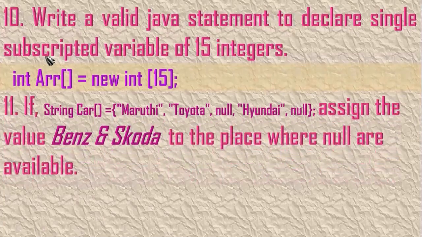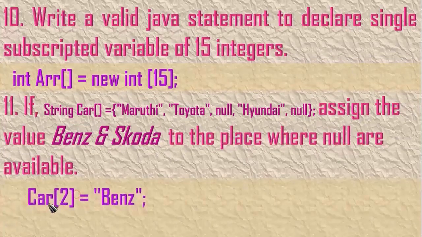Next, again a character array is given. Assign the values Benz and Skoda to the places where null is available. Here you can see Maruti, Toyota, then null, which means no value is stored. Honda is there, and again null. Counting 0, 1, 2, at index number 2 null is available. So we will have Benz there.